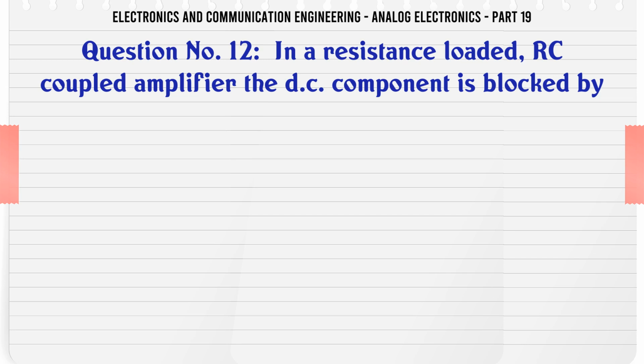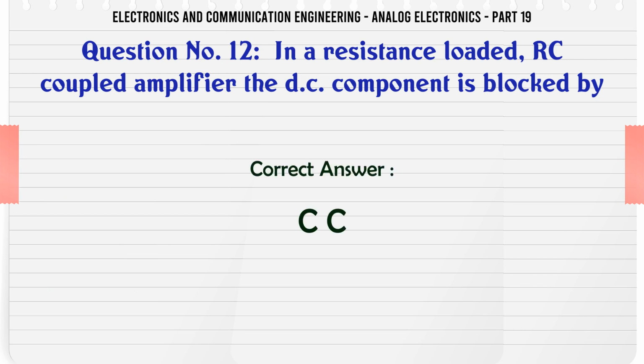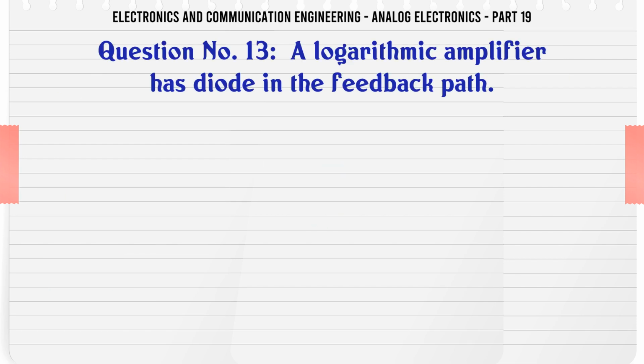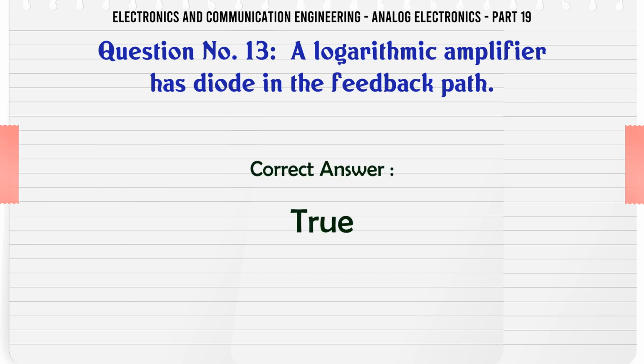In a resistance-loaded RC-coupled amplifier, the DC component is blocked by: A. Transistor. B. CC. C. RB. D. RC. The correct answer is CC. A logarithmic amplifier has a diode in the feedback path. A. True. B. False. The correct answer is true.